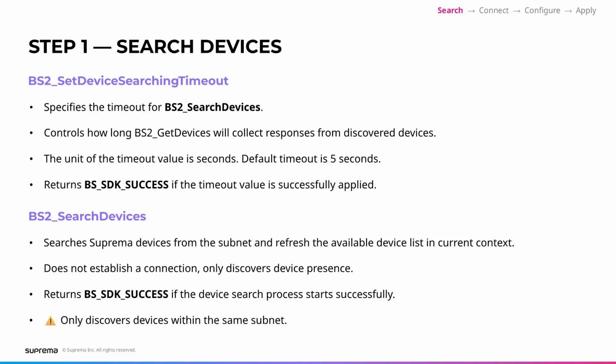One important limitation is that, because this is based on UDP broadcast, it only works within the same subnet. If your devices are on a different subnet, this API will not find them. In that case, you would need to use BS2 Connect Device via IP directly with a known device IP. If the search call succeeds, it returns a success code. After that, the actual list of discovered devices can be retrieved separately using BS2 Get Devices.